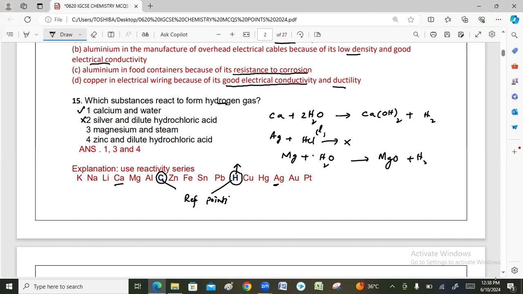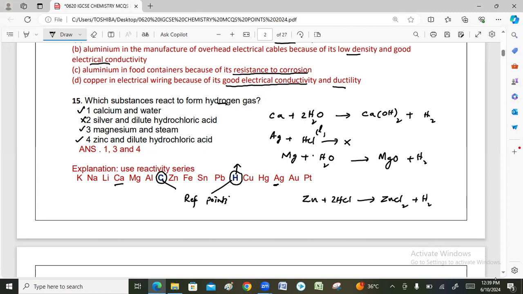Then this is correct. Zinc and dilute hydrochloric acid. Yes, zinc is above hydrogen in the reactivity series. So this is zinc. If it reacts with the dilute hydrochloric acid, we'll get zinc chloride plus hydrogen gas. So it means that 1 is correct, 3 is correct, and 4 is correct. So 1, 3, and 4.